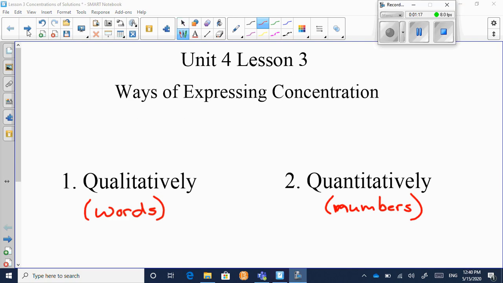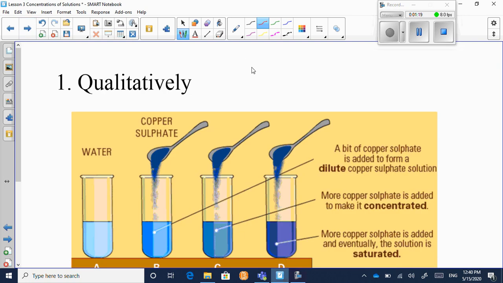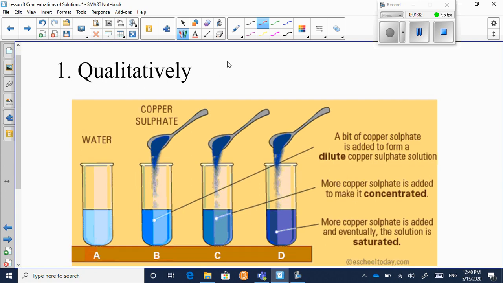Well, let's start with qualitatively. Qualitatively, like I said, is how would you describe the concentration of something using words? And I found this diagram, and I thought it was an excellent description of it. Basically, we're going to use terms like dilute, or concentrated, or words like saturated. Those are qualitative terms.